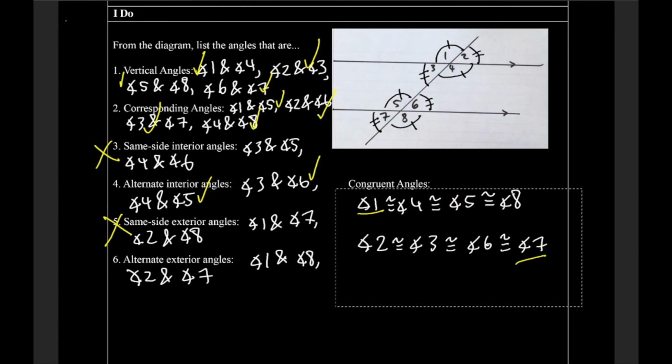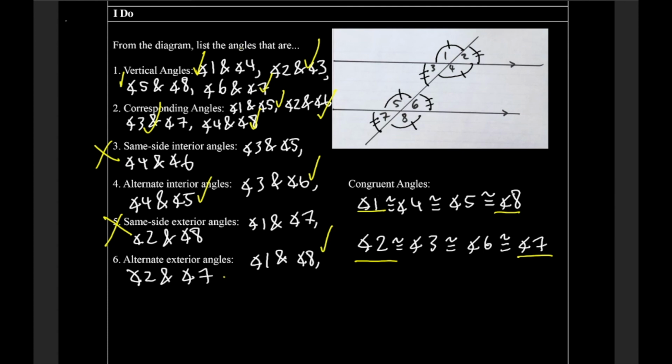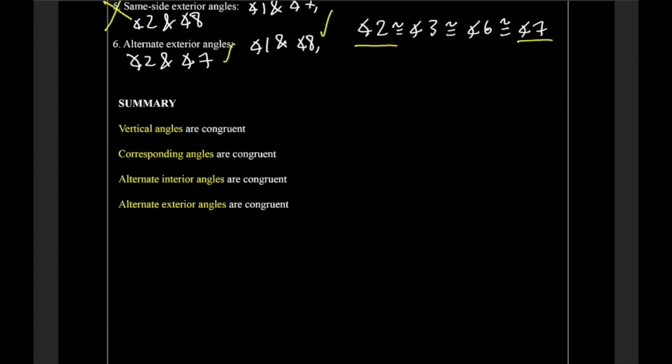Now the last group that we can look at, alternate exteriors: 1 and 8. There's 1, there's 8, same line, they're congruent. 2 and 7, yep, there we go. So just a really quick summary about what just happened. We see that vertical angles are congruent, and corresponding, alternate interior and alternate exteriors are congruent. So the main thing is if you can identify which ones are verticals, corresponding, alternate interior and exteriors, then you can find congruence.